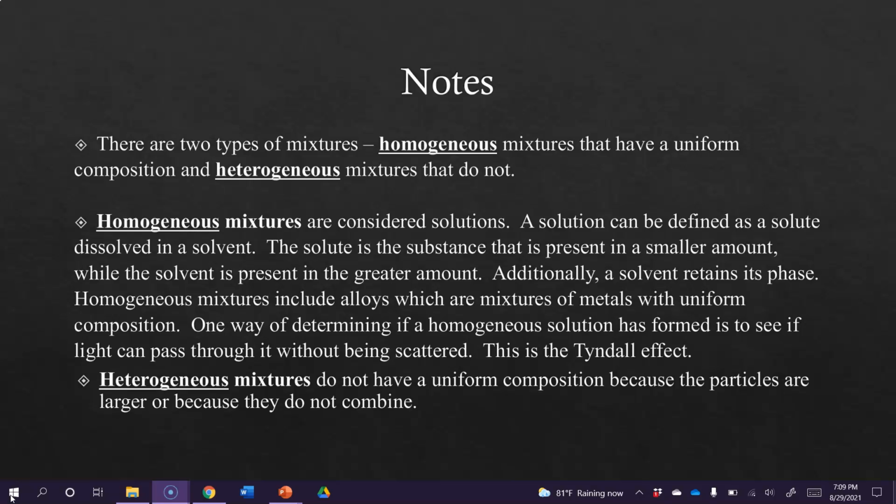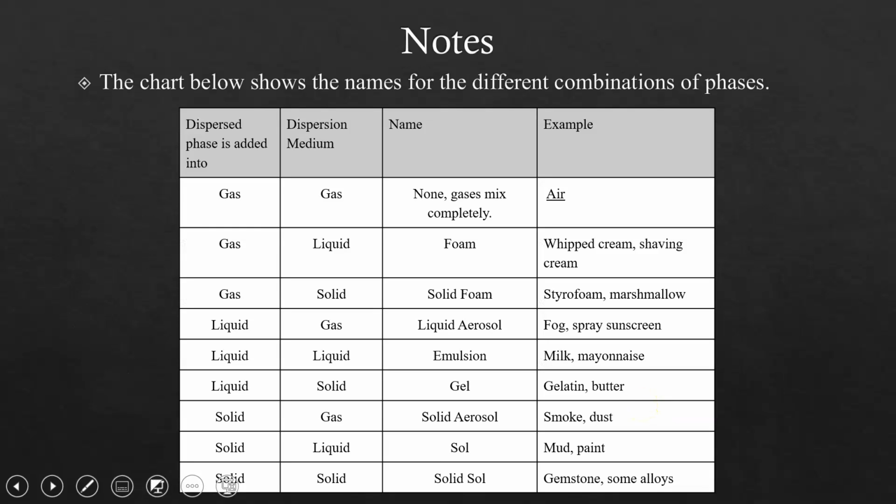if it is the solvent. Homogeneous mixtures include alloys, which are mixtures of metals with uniform composition. One way of determining if a homogeneous solution has formed is to see if light can pass through it without being scattered. This is the Tyndall effect. Heterogeneous mixtures do not have a uniform composition because the particles are larger or because they do not combine. So here is a chart that shows different combinations of phases and the names of each. Make sure you remember to write in air.